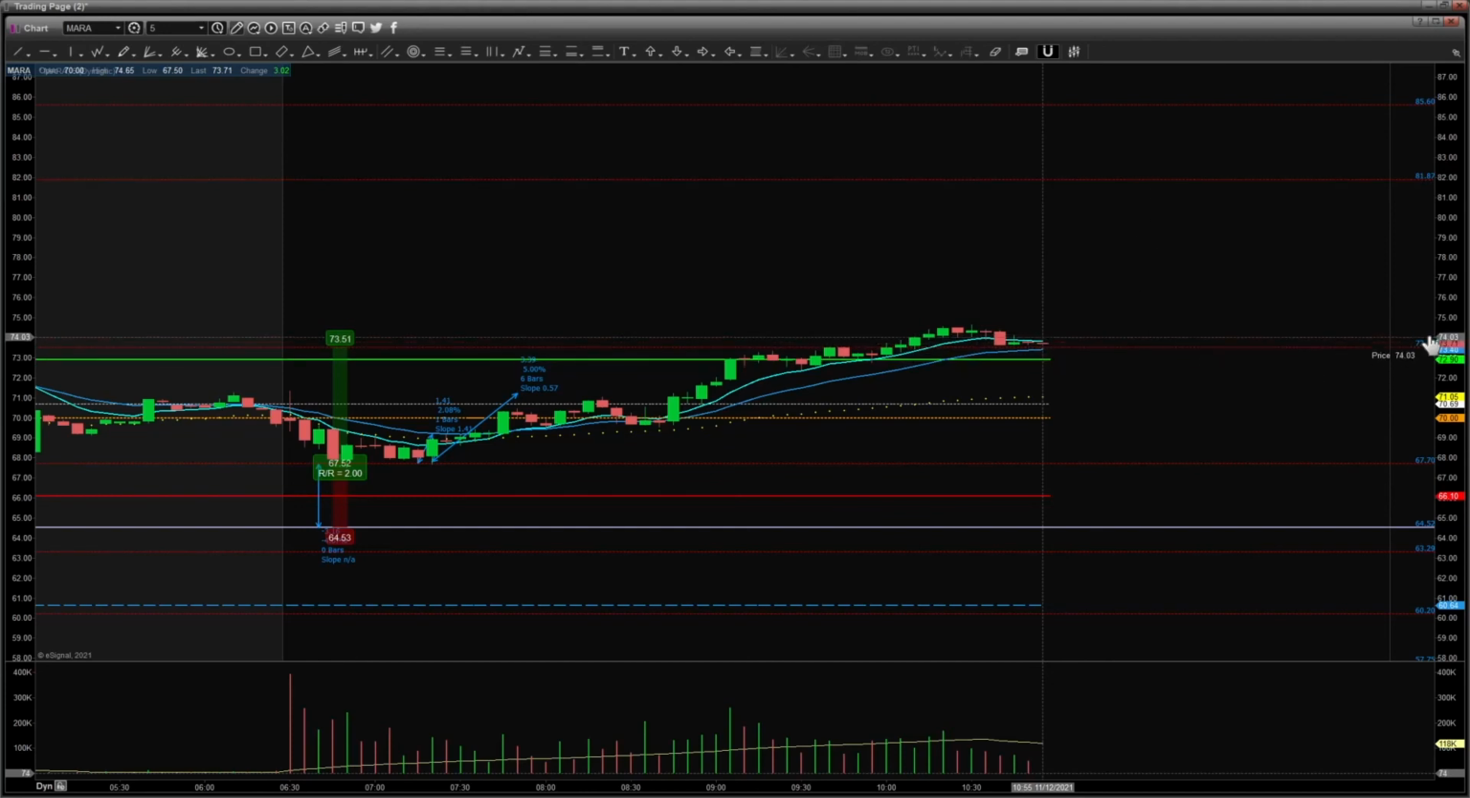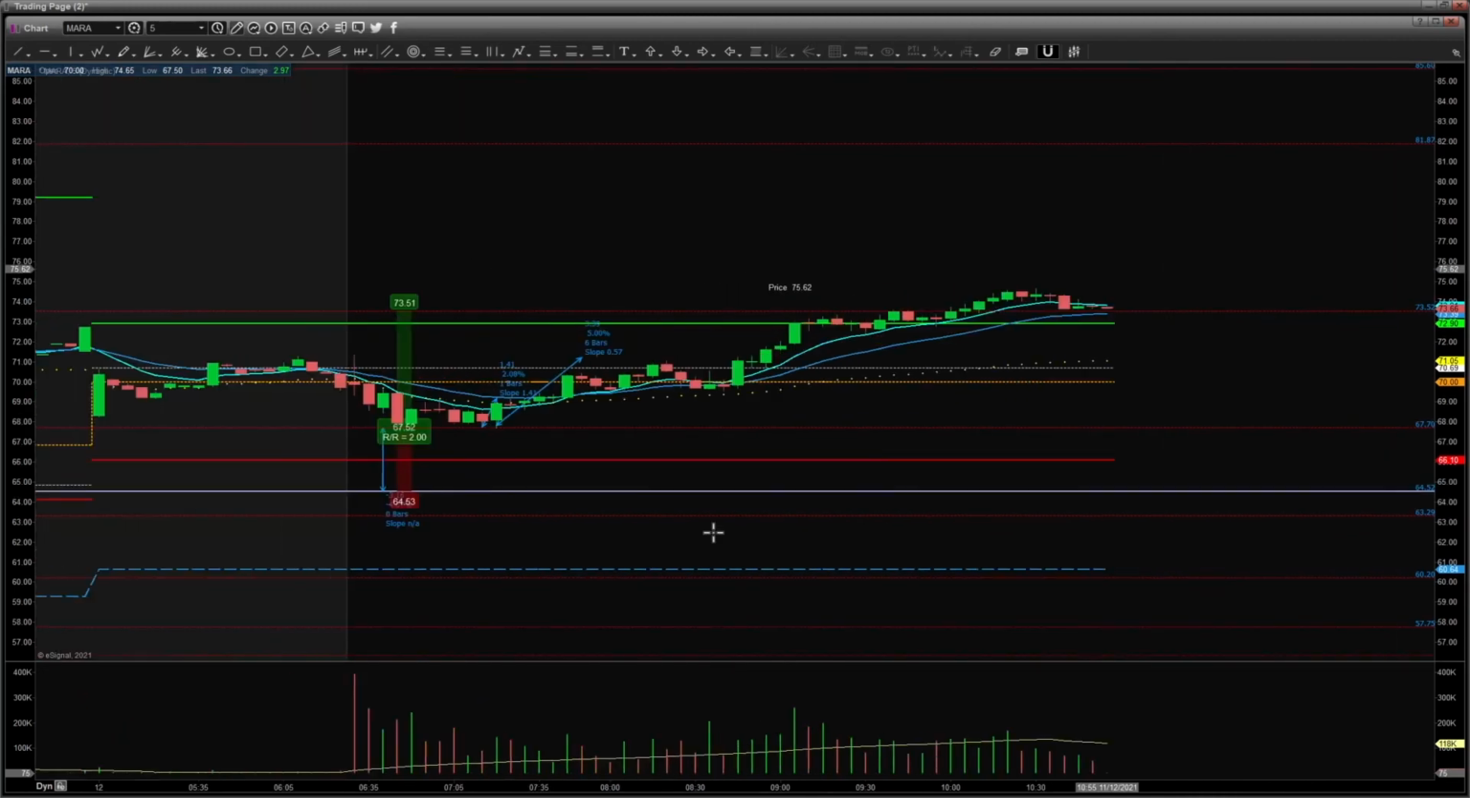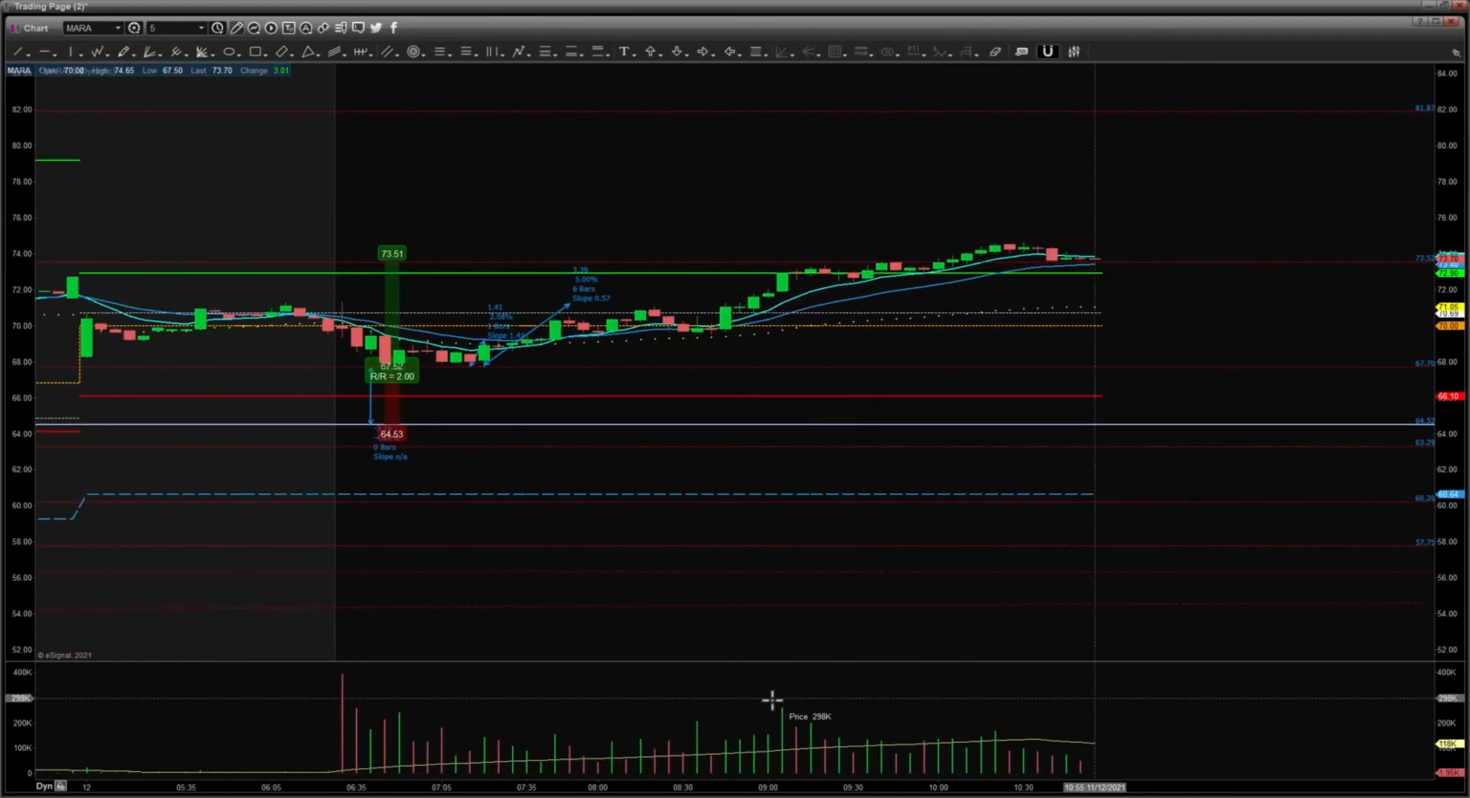So if we're holding 73.52 for a little while, I would go long. So we'll see. However, if the price gets below and we close below on the 5, retest, then we're going to continue lower. So that is how you could have used my watch list to trade Mara today.